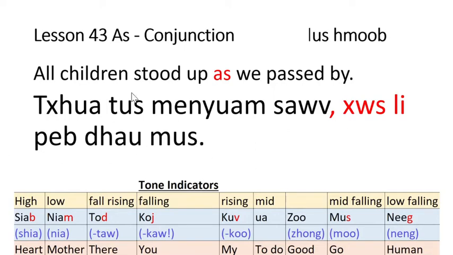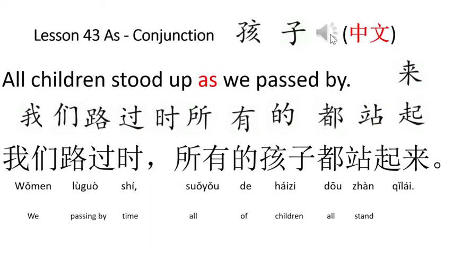That's it: all the children stood up as we passed by. In Chinese, they put "we pass by" first: as we pass by, all the children stood up. Instead of saying "all the children stood up as we pass by", it means the same thing.